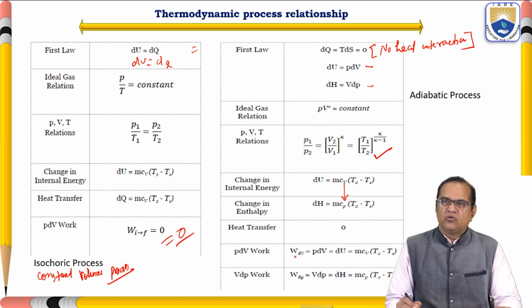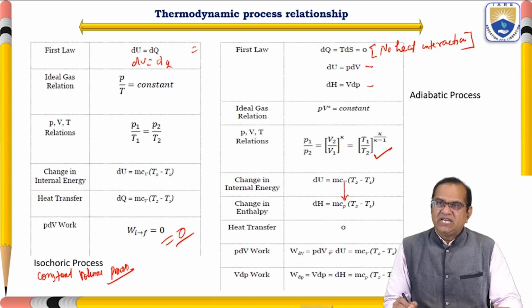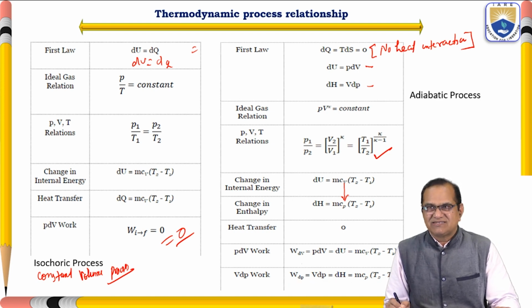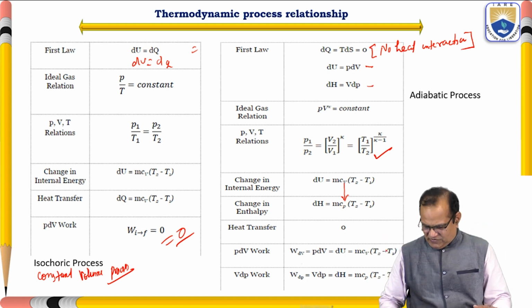PdV work is equal to du is equal to mCv(T2 minus T1), and VdP work is equal to dH, which is mCp(T2 minus T1). I hope this is very much clear.